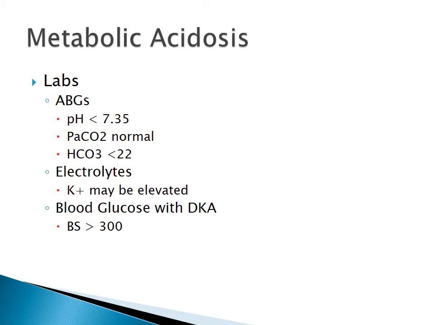Electrolytes, the K may be high, maybe greater than 5.5. Remember that hydrogen is moving into the cell and potassium is moving out of the cell into the blood. So we will see it be high. The blood glucose will be elevated if we're looking at DKA. So if the reason why our patient is in metabolic acidosis is because they're a diabetic in diabetic ketoacidosis, we will typically see their blood sugar elevated, and it's not uncommon to see it to be greater than 300.